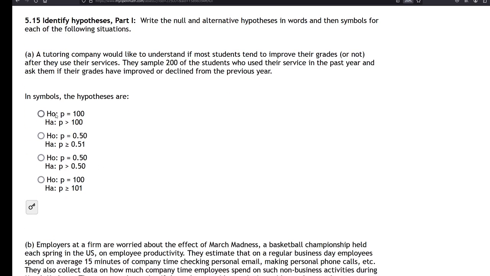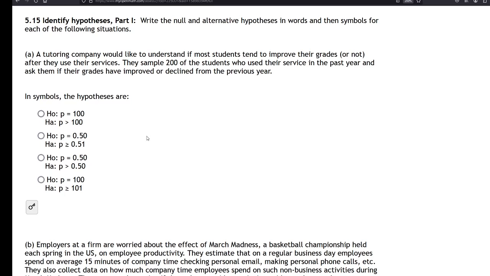We have H sub 0, which means the null hypothesis. H sub A is the alternative hypothesis. If you're trying to prove something with a hypothesis test, what you're hoping to do is reject the null hypothesis, and that leaves you with strong evidence for the alternative hypothesis. So in this case, a tutoring company would like to understand if students tend to improve their grades or not.